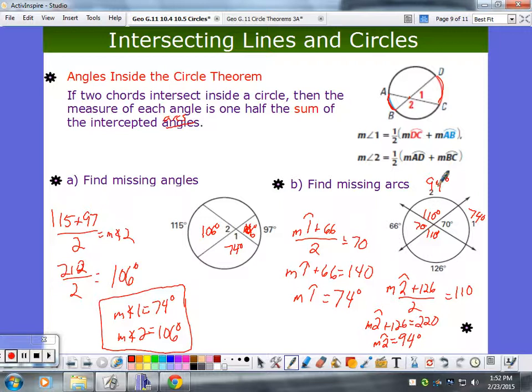Would you like to tell me when I'm wrong? That's fine. Okay, so that's when you're intersecting inside the circle, that's how it works.